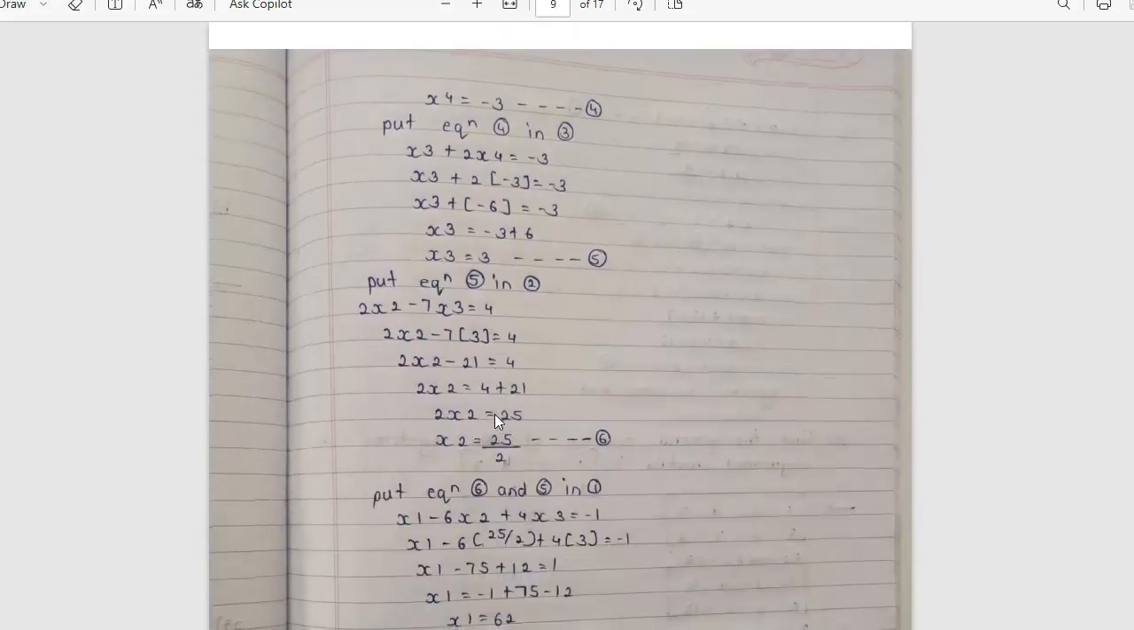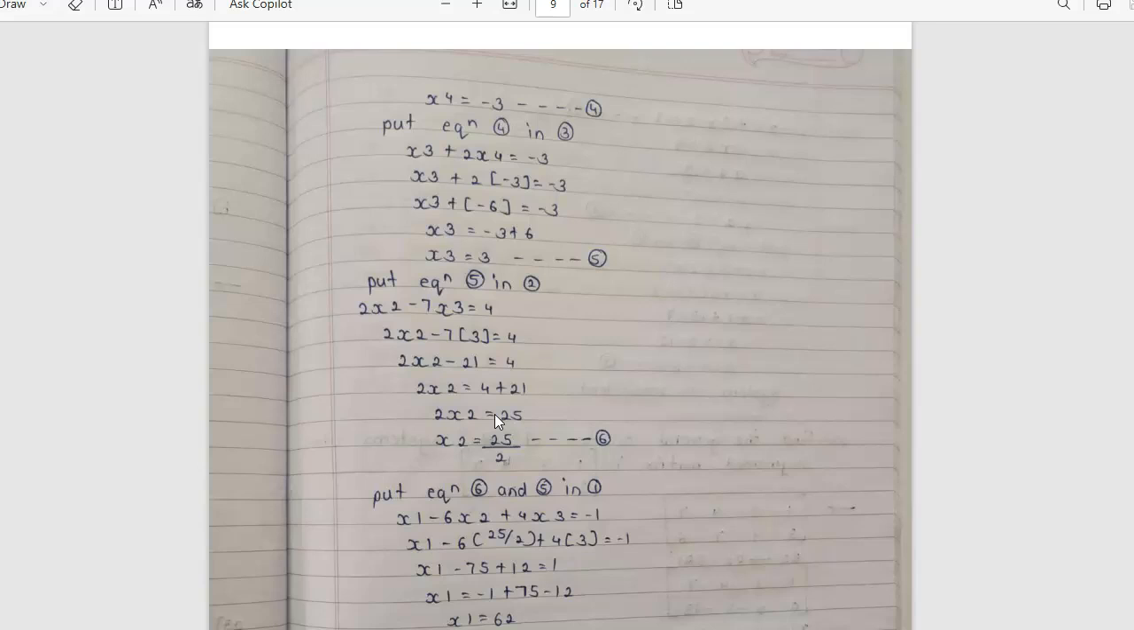Okay, so put equation 4 in equation 3. x3 plus 2 times x4 equal to minus 3. So x3 plus 2 times minus 3, that is minus 6. The minus 6 goes to the right hand side, so we get plus 6. So x3 equal to minus 3 plus 6, that is 3. So x3 equal to 3.